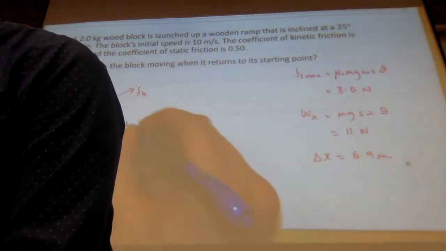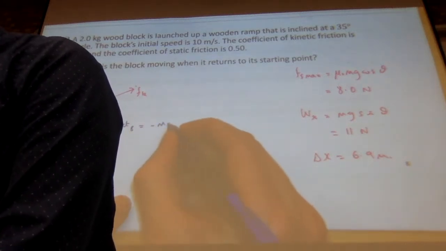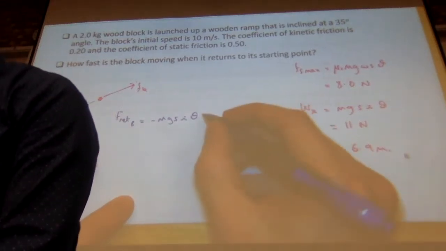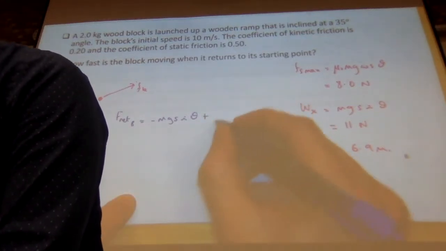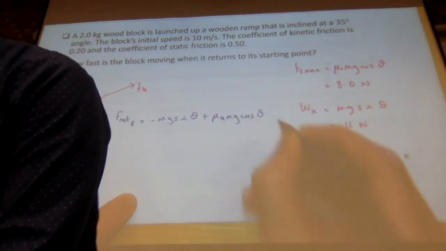So the F net on the block, in this case, is still the negative mg sine of theta, because again, I'm going to be consistent with my signs. But this time I'm going to have to add in the friction force of the mu k mg cosine of theta.